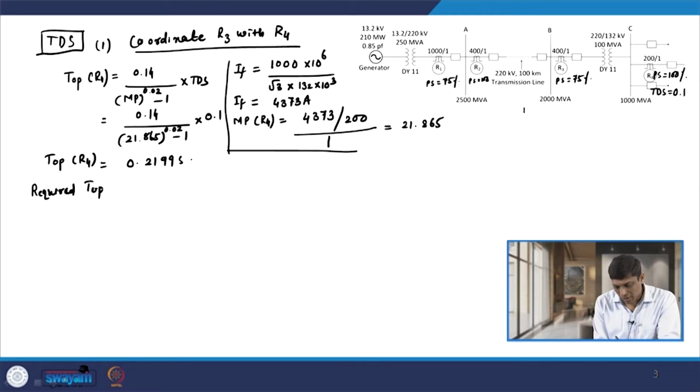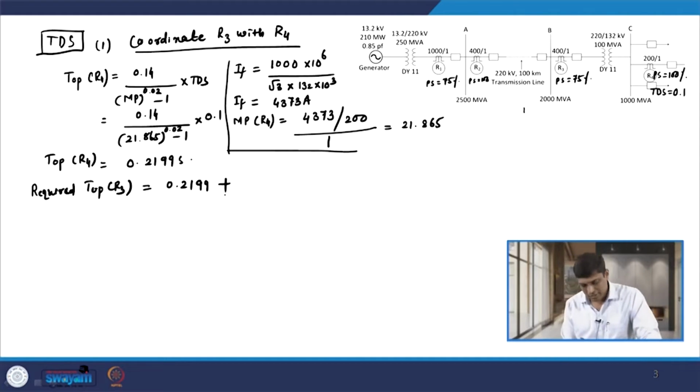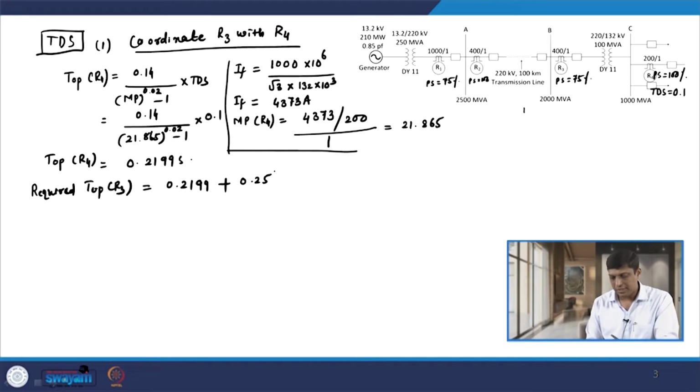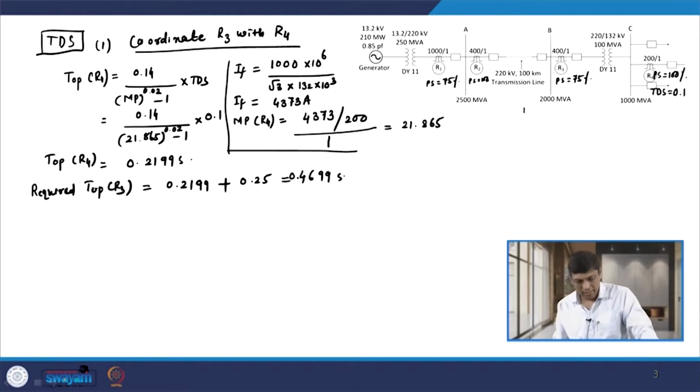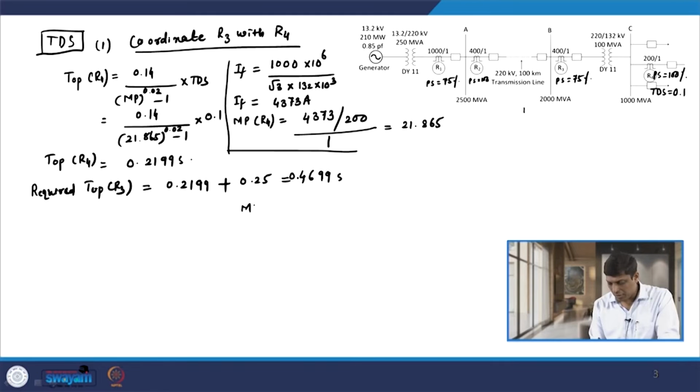So the required time of operation of relay R3 is given by 0.2199 second, plus the minimum coordination time margin, let us say 0.25 second. The final value is 0.4699 second. So this is the required time of operation of relay R3. Now, for this same value of fault current, that is 4373, let us calculate the multiple of pickup current for relay R3.